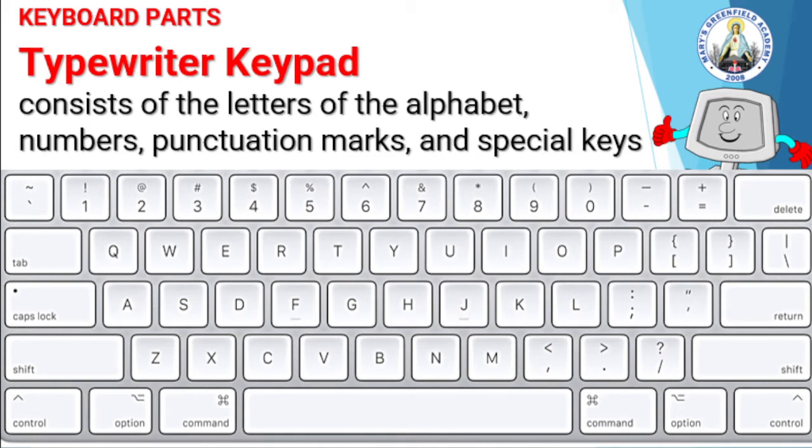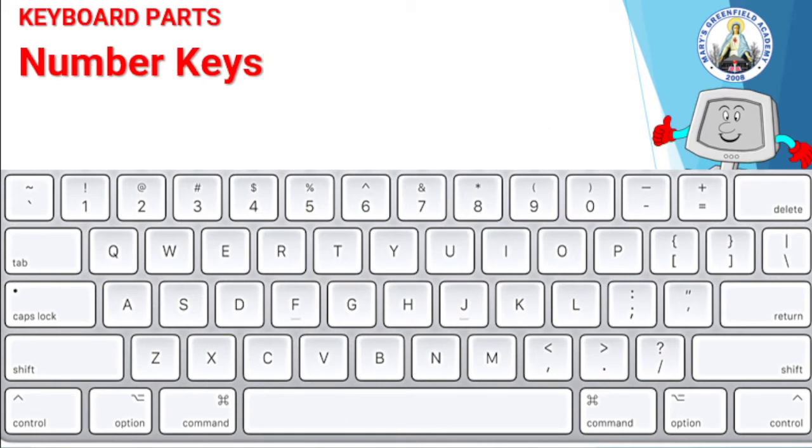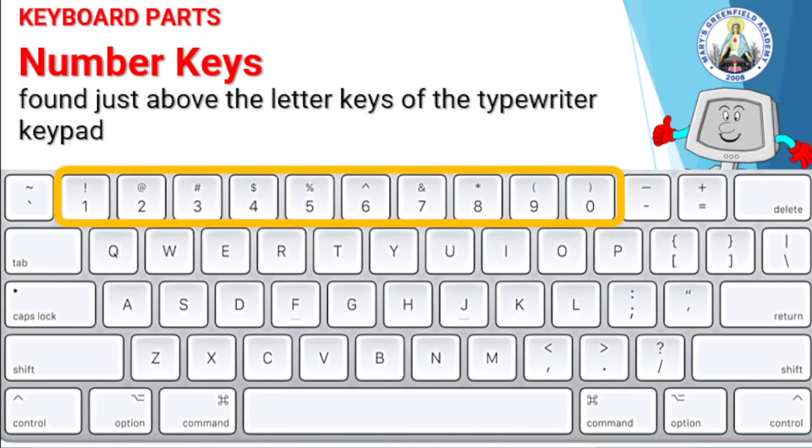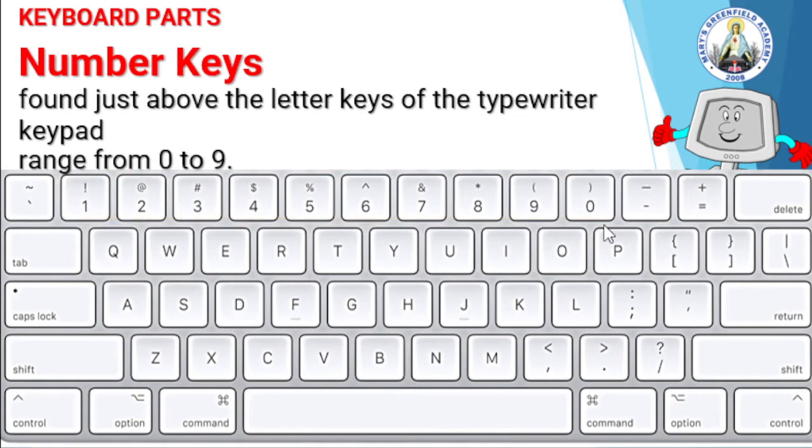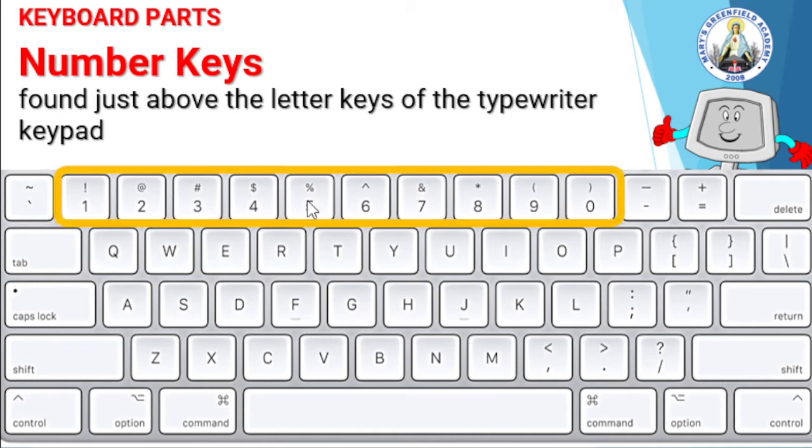Next natin is the number keys. Yan, number keys are just found above the letter keys of the typewriter keypad. Yan, so nandito pa rin tayo sa typewriter keypad. Ito yung mga number keys niya. It ranges from 0 to 9. Pero yung arrangement niya is from 1 to 9 and then 0. Okay, so ang range niya is from 0 to 9. Pero yung arrangement ay 1 to 9 and then 0. Okay, so that's the number keys.